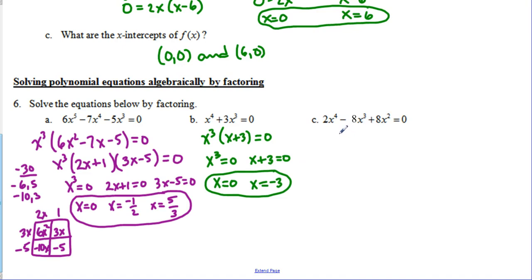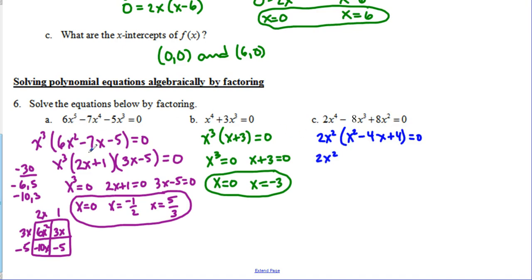Finally, let's go with the blue pen. Let's look for GCFs first. I see a 2 that goes in all the terms. I also see an x squared. So let's pull out a 2x squared. That's the remaining factor. Let's factor what's inside the parentheses here.